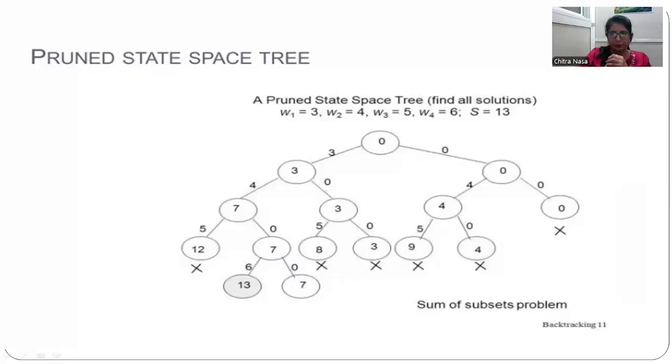again it will exceed the targeted value. Then 3. If I include this, 6 plus 3, 9. It is lesser than my targeted value. Somewhere it is lesser, somewhere it is greater. So the non-promising nodes are those for which the weights are going to exceed our targeted value. So there is one solution which will be left.